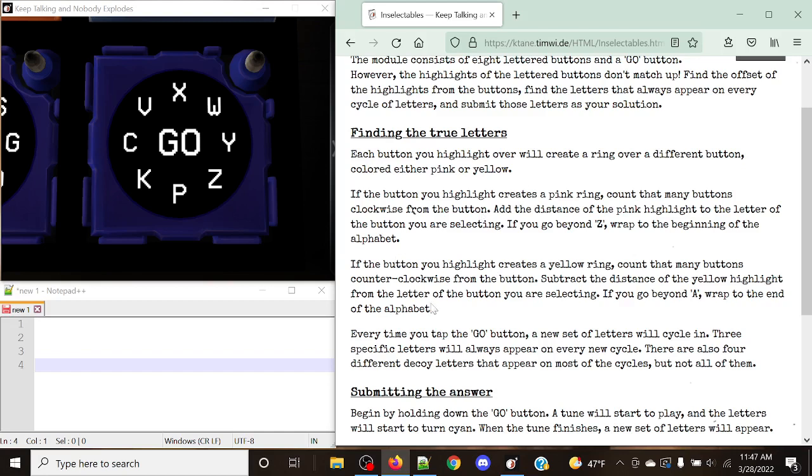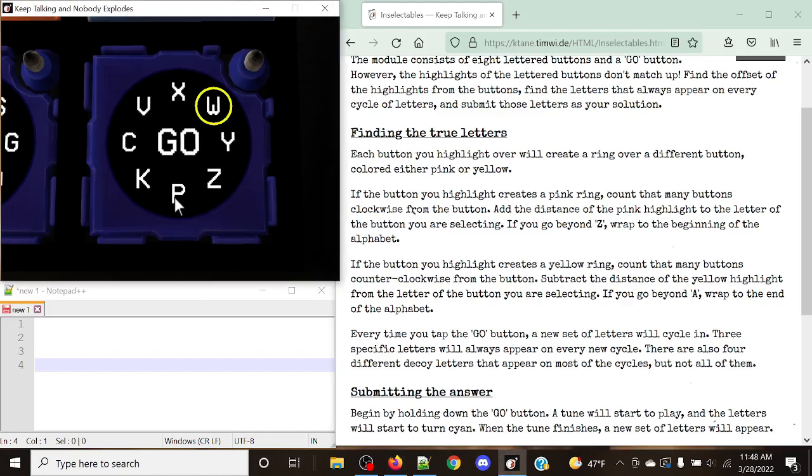And then next up, if the button you highlight creates a yellow ring, we're going to count that many buttons counterclockwise, and now we're going to subtract the distance of the yellow highlight from the letter in the button that you're selecting. Likewise with the pink ring, if you go below A in this case, we're going to wrap around to the end of the alphabet, which is essentially doing the exact opposite. So that's what's going to be happening here. Yellow ring is going to represent counterclockwise. We're always going to subtract that distance.